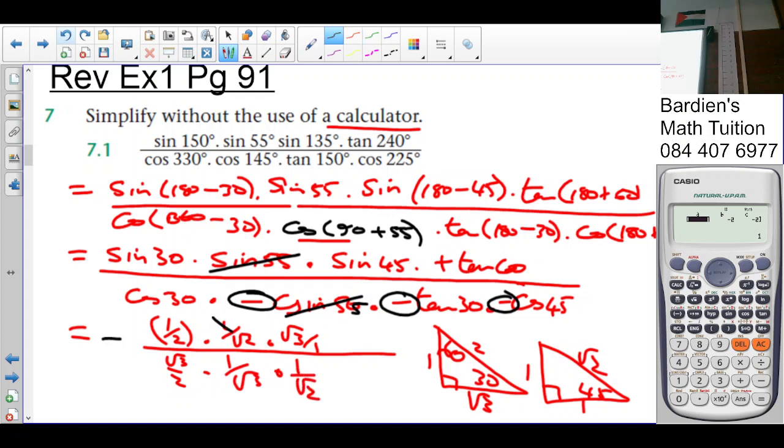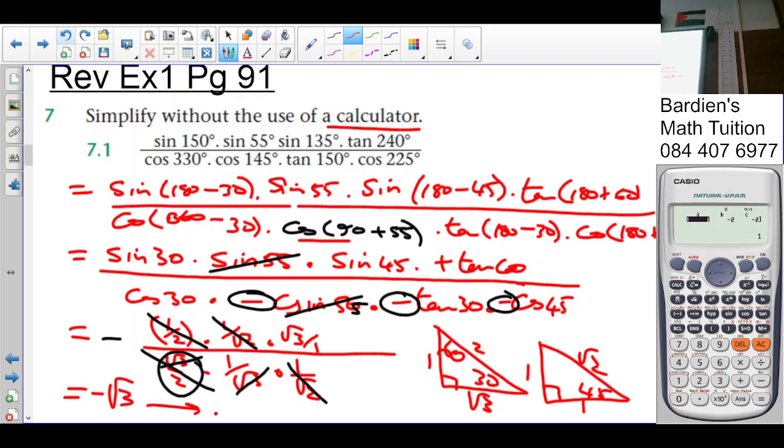So of course this cancels. The root 3 cancels the root 3. What I am left with is a half, and that half cancels that half. So what are we left with? Root 3 over 1. So the answer is negative root 3.